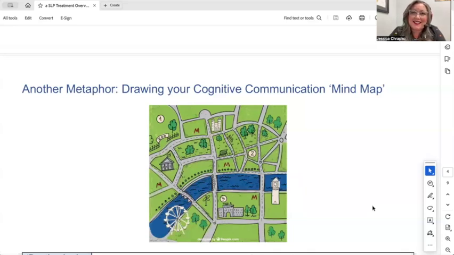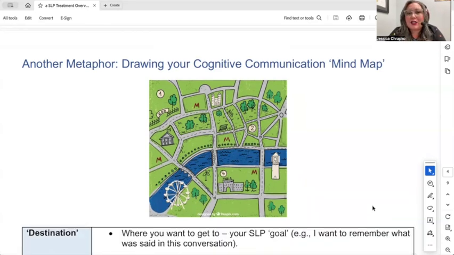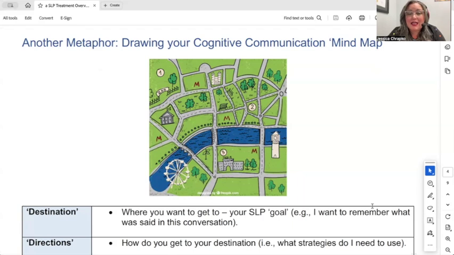What? Another metaphor? I'm so surprised. This is my mind map metaphor for cognitive communication therapy. In this metaphor, I'll use the term destination to mean what your cognitive communication goal is, where you want to get to. For example, you want to remember what I'm teaching you in this video. That is your goal. That is a building on your map. The term directions then means how do we get to our goal? What strategies do you need to use to get to your destination? So directions are the actual streets on your map, the strategies we use to get to our goals.